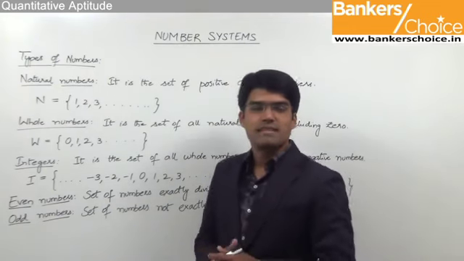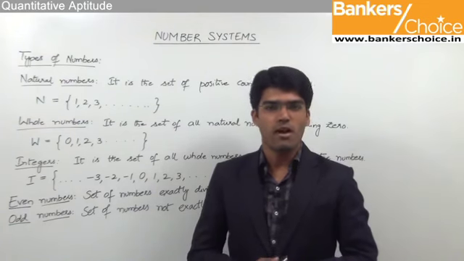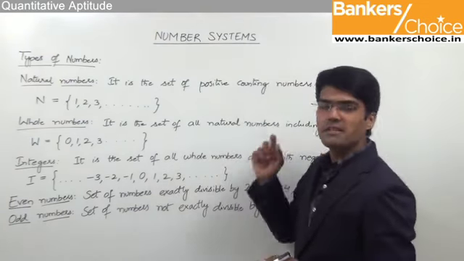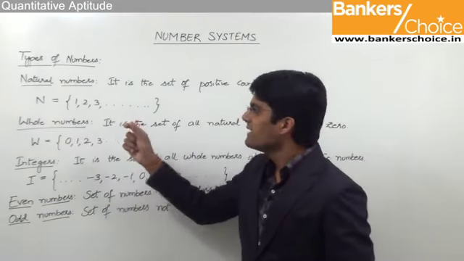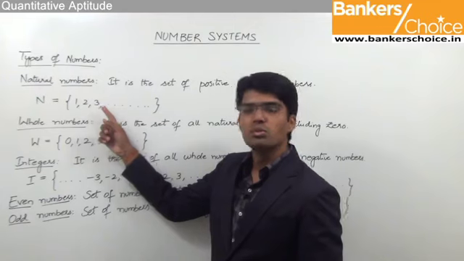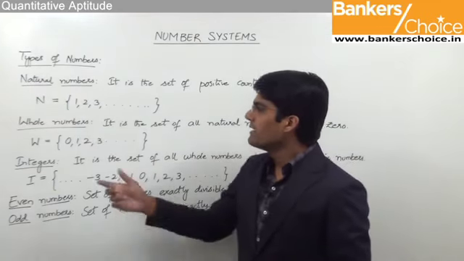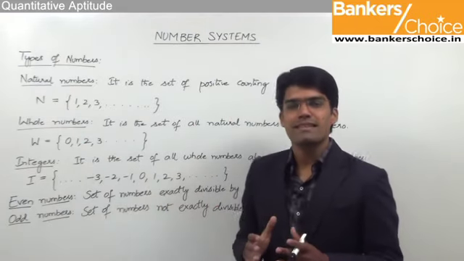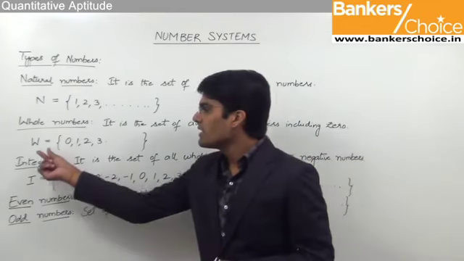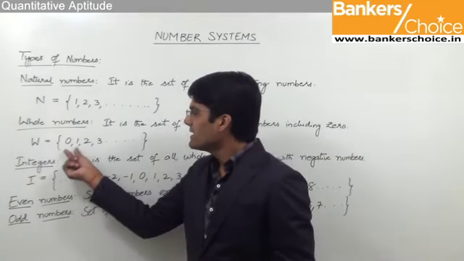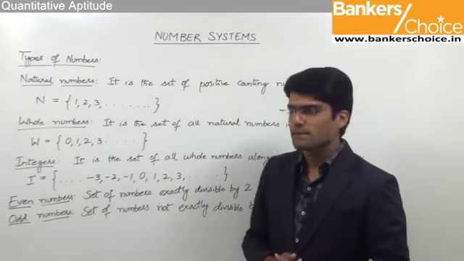The first one here is natural numbers. Natural numbers are those numbers which are used for the purpose of counting. It is a set of positive counting numbers and denoted by the letter N. As you can see here, natural numbers include 1, 2, 3, 4, 5 and so on up to infinity. The next one here is whole numbers. Whole numbers is a set of all the natural numbers including 0. It is generally denoted by the letter W, and as you can see, the set here consists of 0, 1, 2, 3 and so on up to infinity.